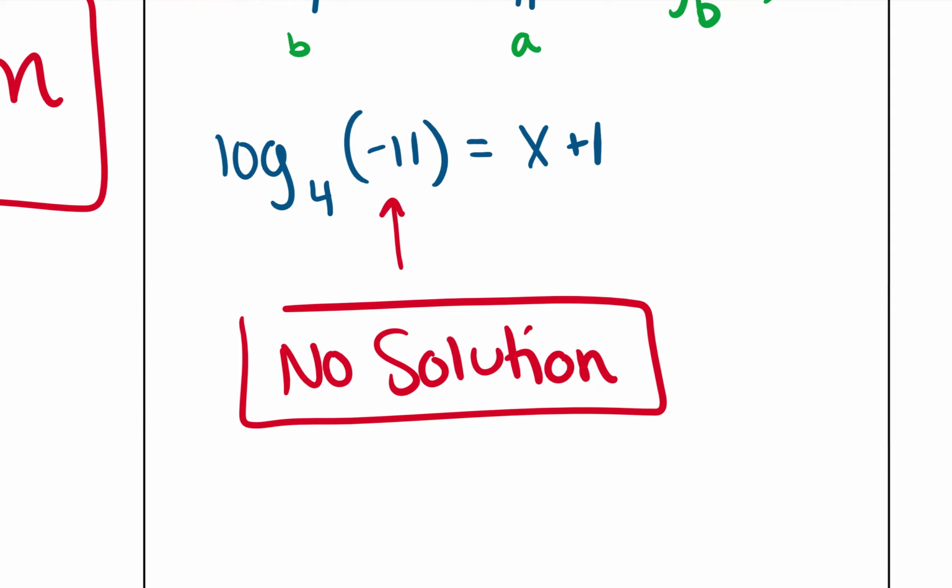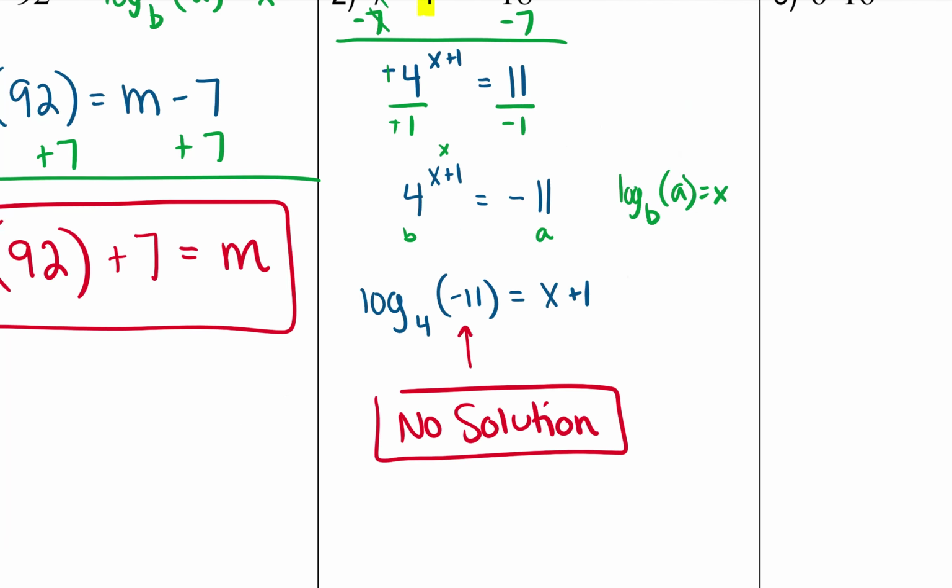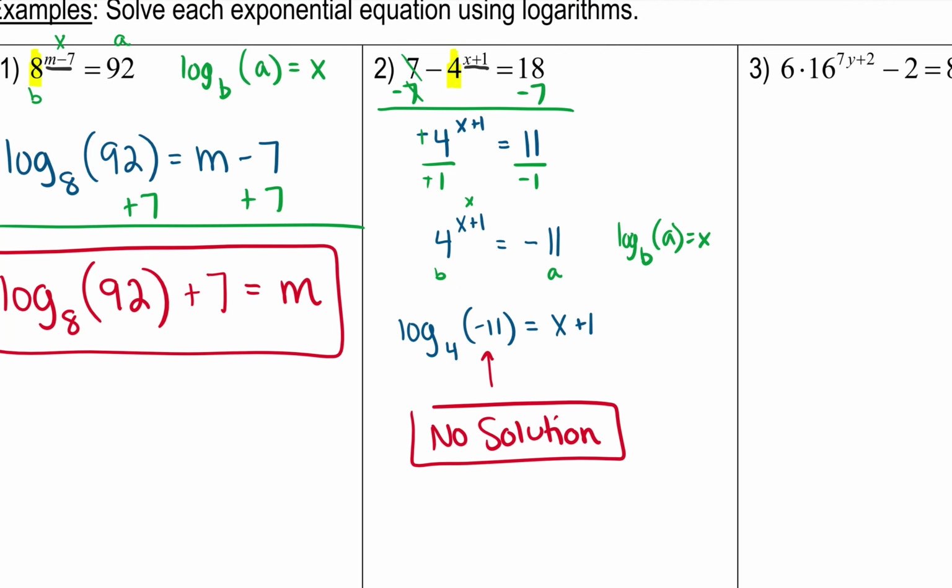Right? So anytime you do this and you convert and your base or your number inside the log is negative, you can stop and just write no solution, move on to the next question. I can't do anything else for this question. That's it. There is no answer.